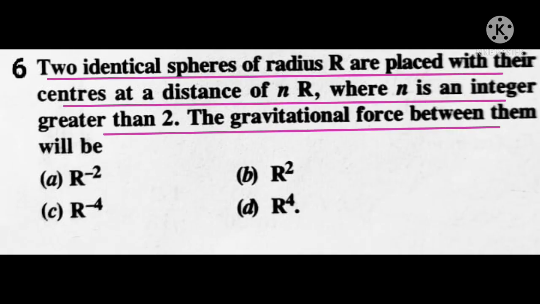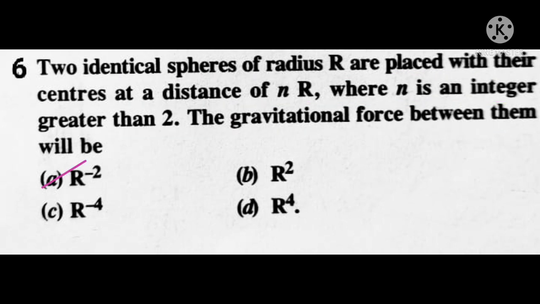Question number 6. Two identical spheres of radius r are placed with their center at a distance of nr, where n is an integer greater than 2. The gravitational force between them will be: A option r square inverse, B option r square, C option r raised to power -4, D option r raised to power 4.